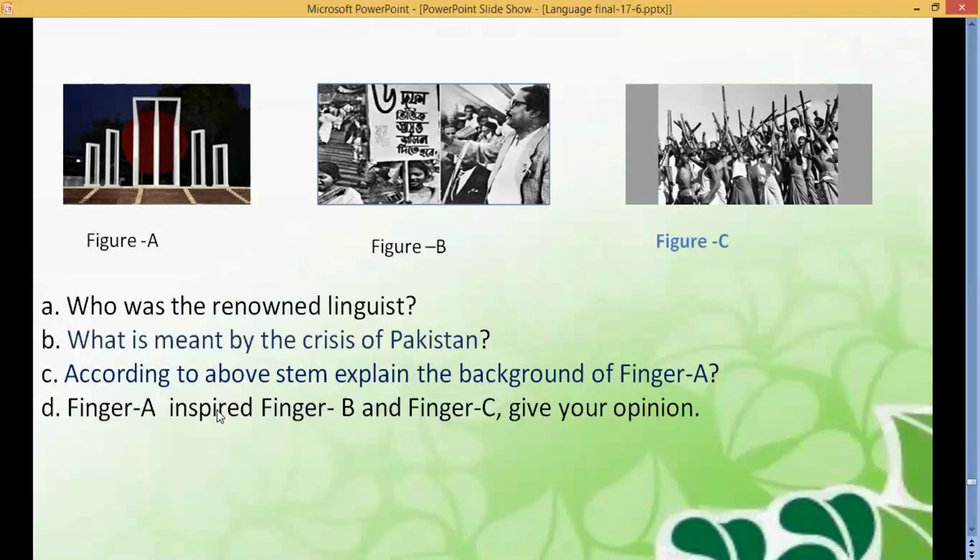And last, question number 4. Yes, I would like to read out question number 4. Figure number A inspired figure number B and figure number C. Give your opinion. It's an analyzing type question, or higher order, or higher ability, or deep learning, whatever you say. Cadets, you will deposit your assignment at the right time.